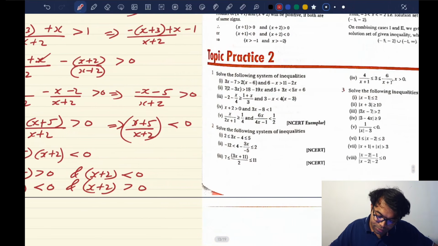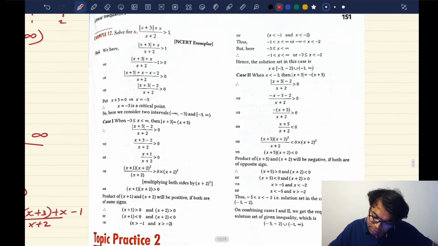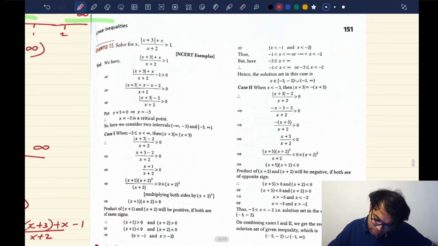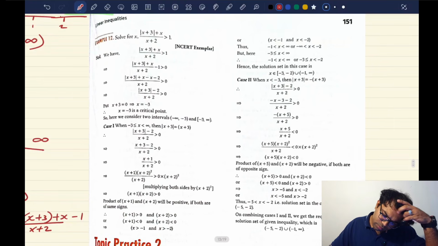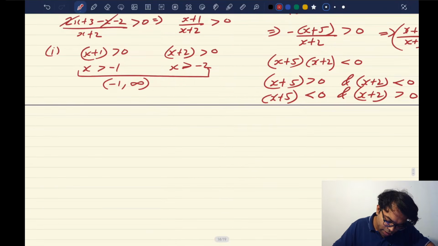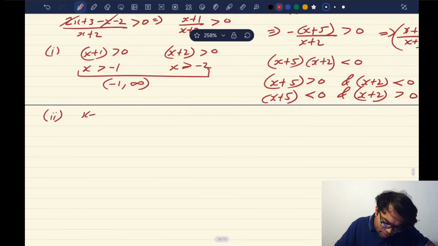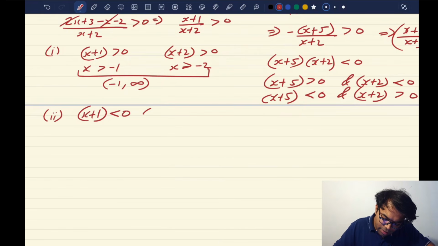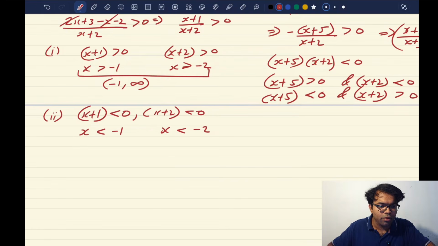And next one, both have to be less than 0, right? The second part, x plus 1 should be less than 0 and x plus 2 should be less than 0. So x should be less than minus 1, x should be less than minus 2. Okay, so who will take precedence here? Drupad, look at this. X should be less than minus 1 and x should be less than minus 2. So what should you get?